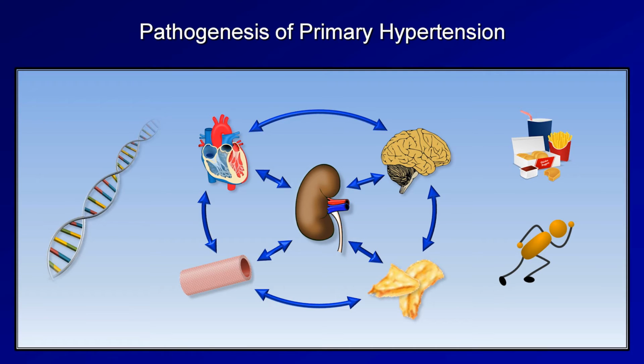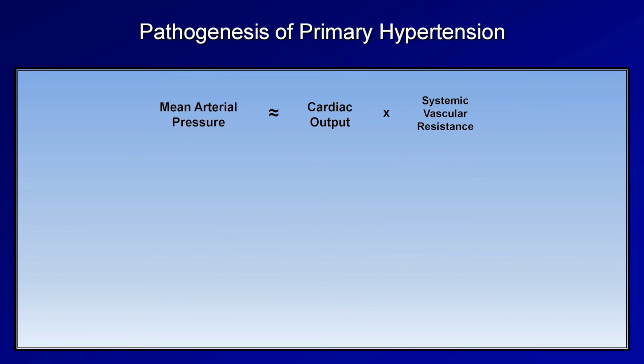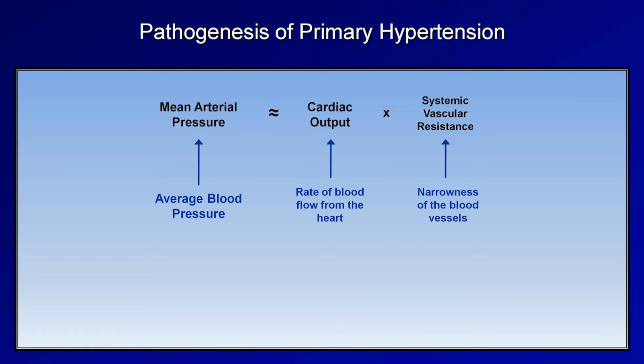To understand the basic mechanisms behind hypertension, I need to review just one equation, which is largely considered to be the most important equation in all of bedside medicine. The mean arterial pressure is approximately equal to the cardiac output times the systemic vascular resistance. Broken down into more layman's terms, this means that the average blood pressure is about equal to the rate of blood flow from the heart times the narrowness of the blood vessels.